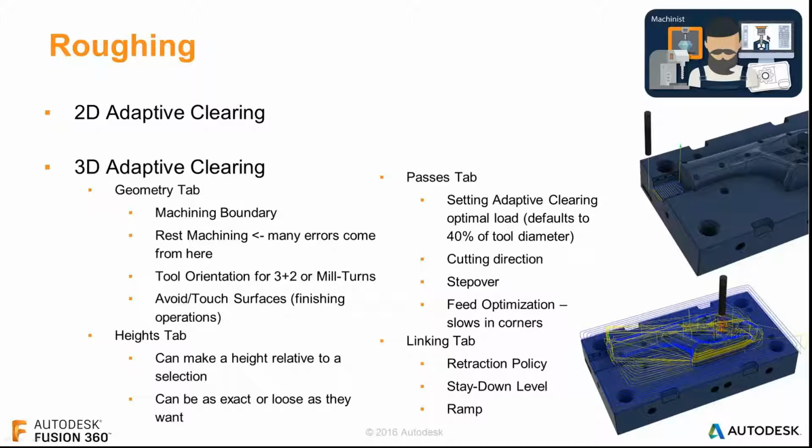The linking tab deals with what happens between cuts. So after a cut is made, the tool needs to be relocated. Does it lift all the way up? Is it just a minimal retraction? What efforts are being used to keep the tool engaged? So those are the primary tabs. There is another tab that comes before the geometry tab, which is the tool, where you can select what tool will be used. So let's have a look at some of this in action.